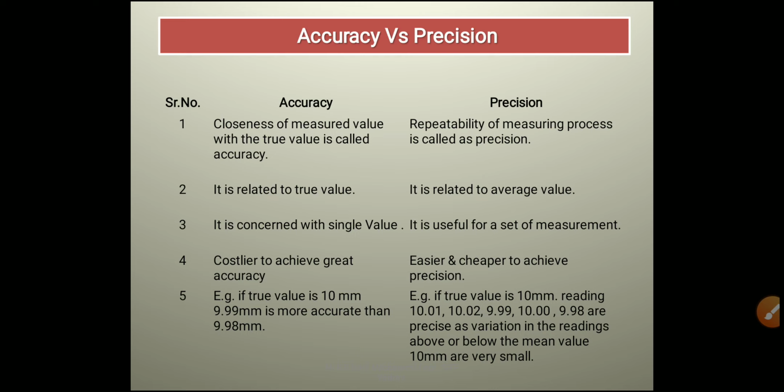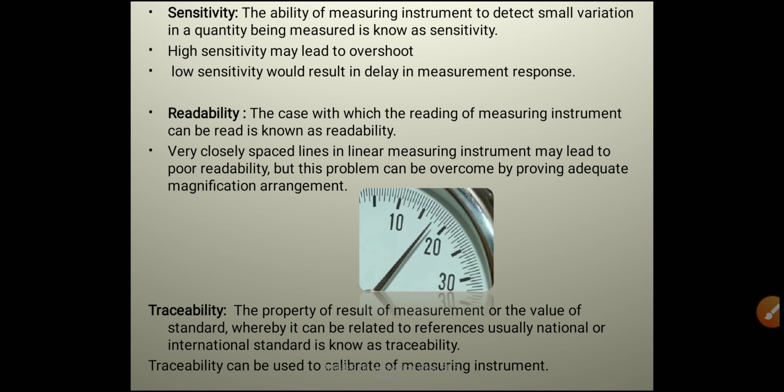For example, if the true value is 10 mm, 9.99 mm is more accurate than 9.98 mm. For precision, for example, if the true value is 10 mm, readings 10.01, 10.02, 9.99, 10, 9.98 are precise as the variation in the readings above or below the mean value 10 mm is very small. It is all about accuracy and precision. So every measuring instrument should be accurate as well as precise.